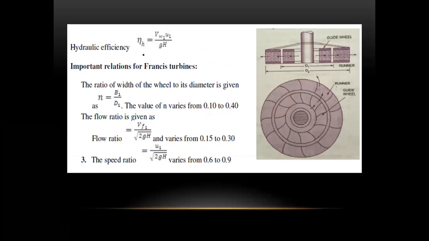Then the hydraulic efficiency of this Francis turbine is equals to Vw1 U1 by gH. The important relations related to the Francis turbine are given without derivation, because it is the same as that of the reaction turbine. The ratio of the width of the wheel to the diameter is given as B1 by D1. The value varies from 0.1 to 0.4. The flow ratio is given as Vf1 divided by root 2gH. The speed ratio is U1 divided by root 2gH.